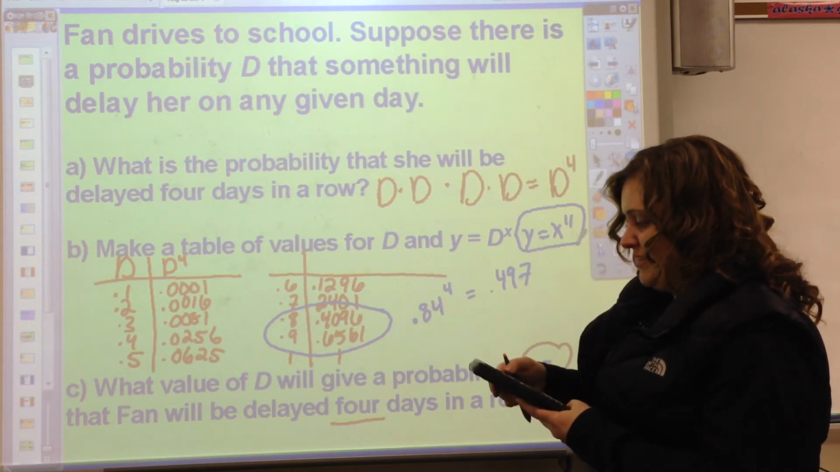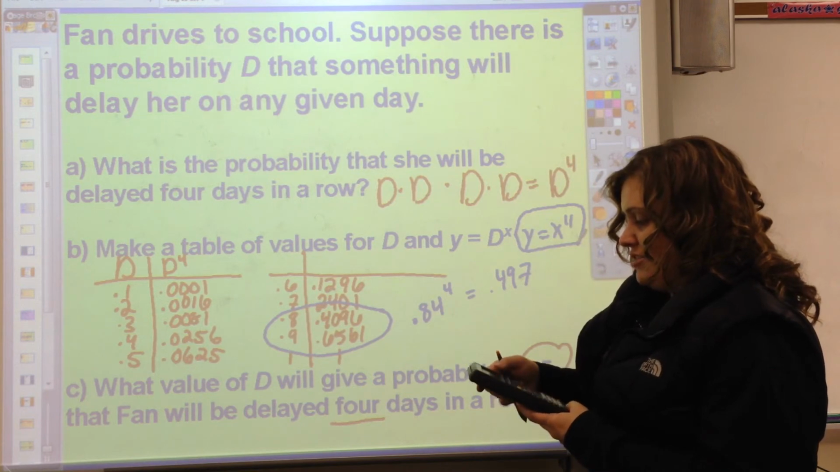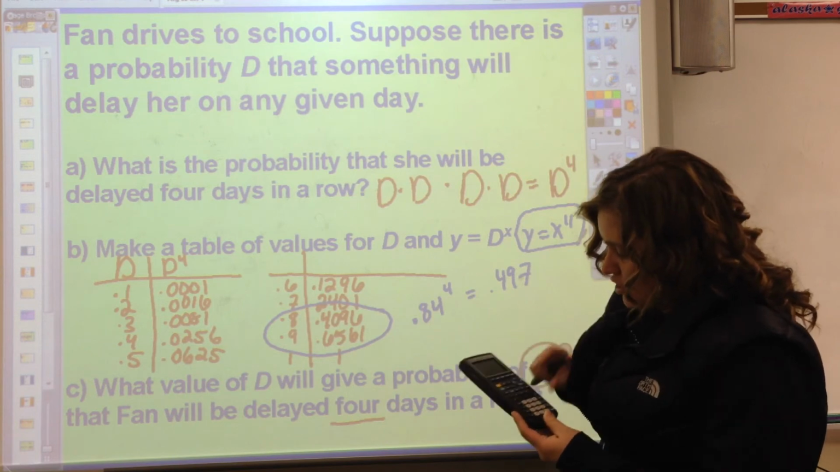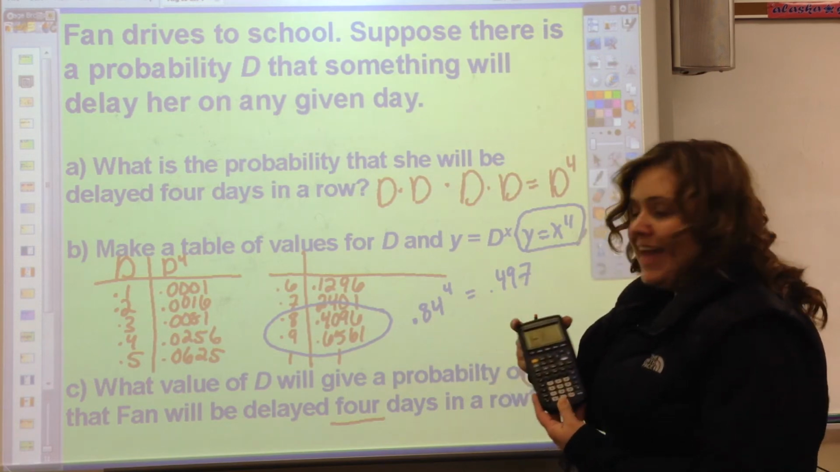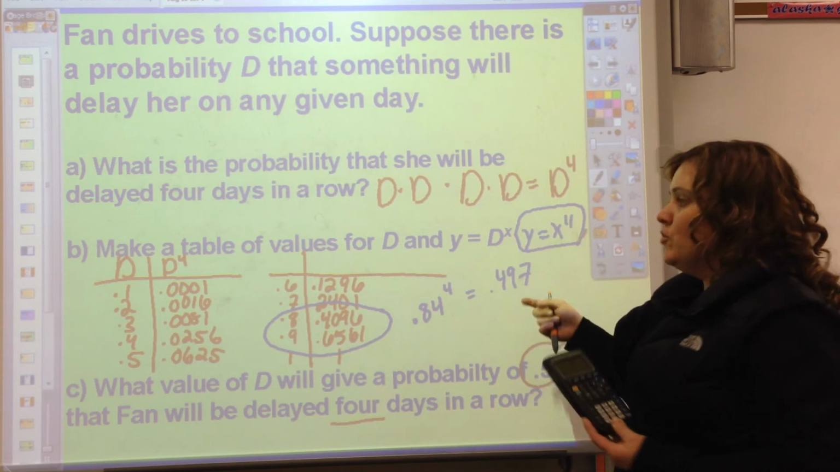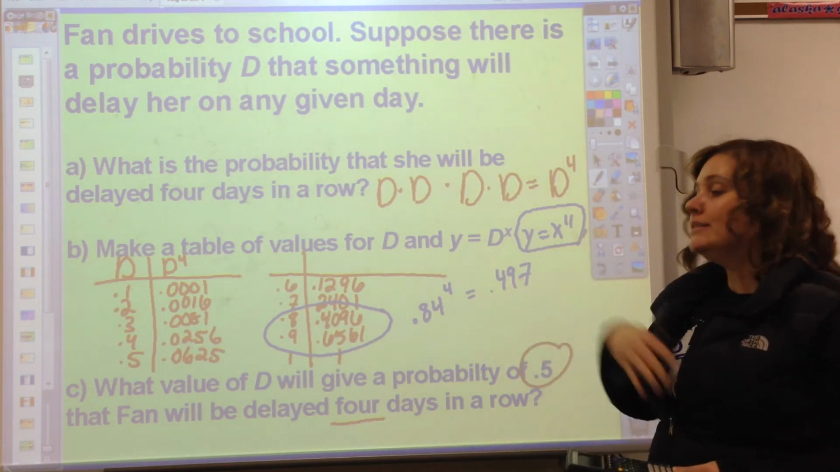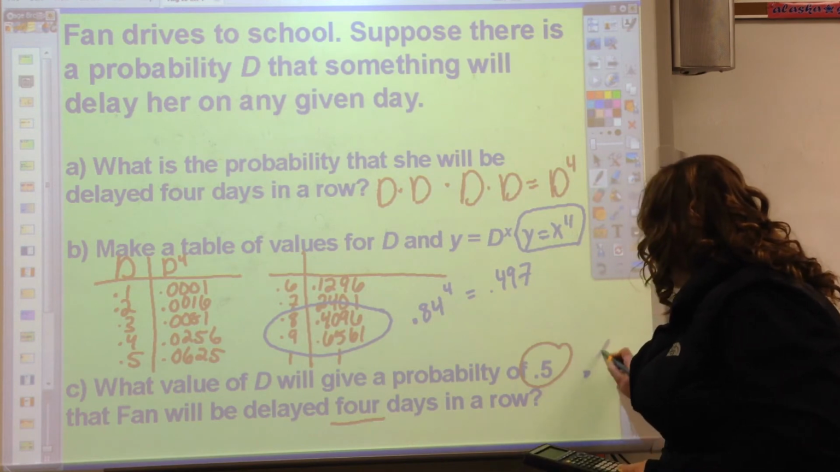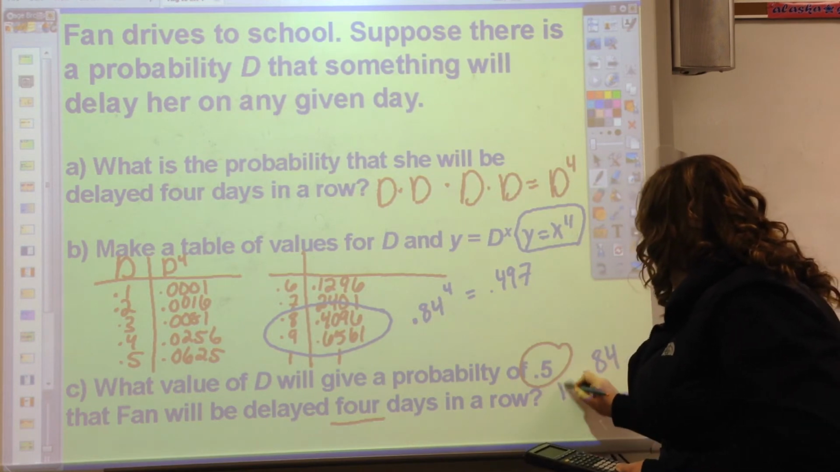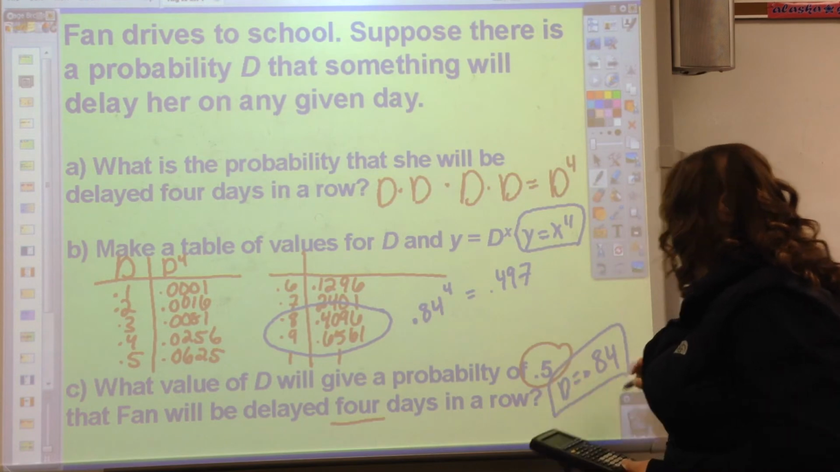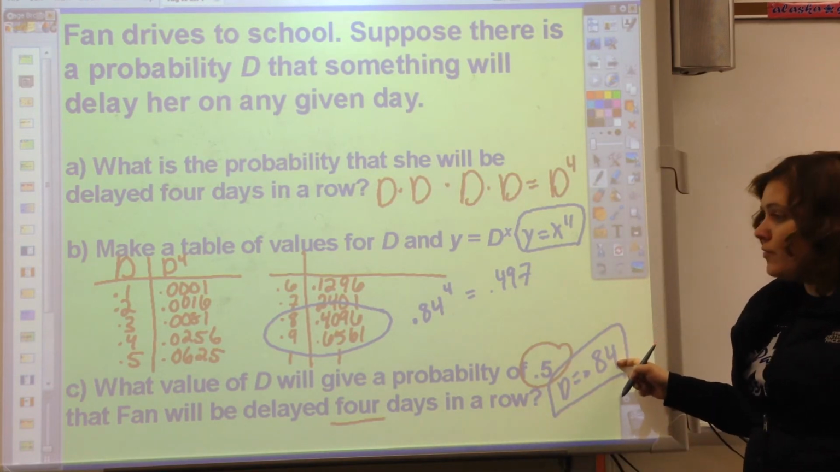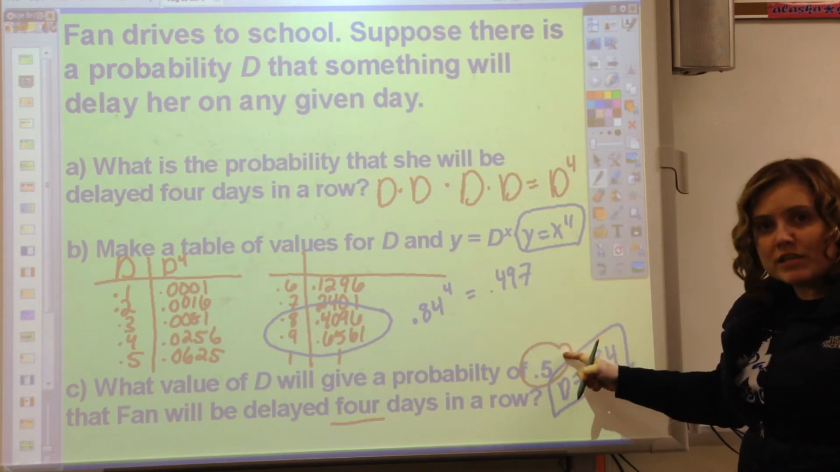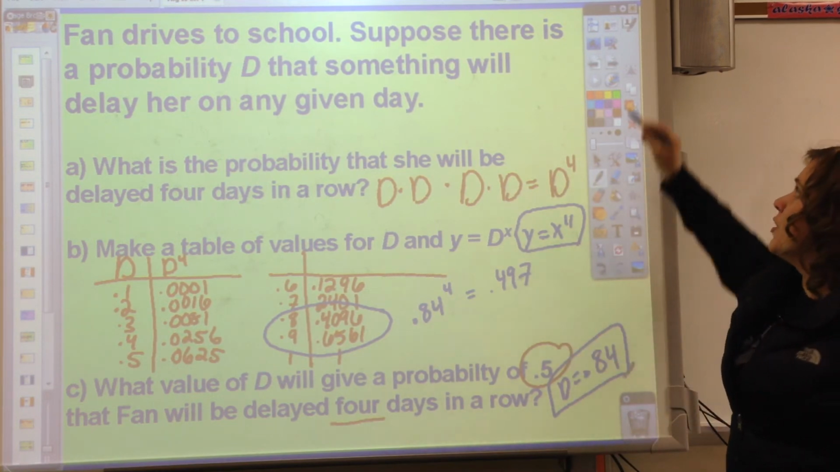Hopefully you can see 0.01, sorry, for your change. And now I can see all these values, and I scroll down to 0.84, and I can see my output for y. If you want the keystrokes for that, please ask me tomorrow in class. And so our solution here would be 0.84. If there is a 0.84 probability that she is late on any one day, there's a 50% chance she's going to be late 4 days in a row.